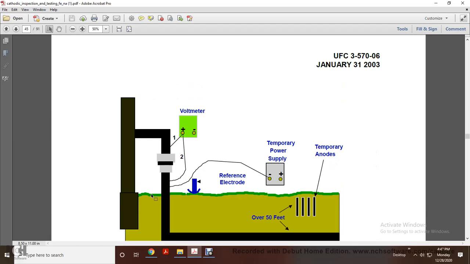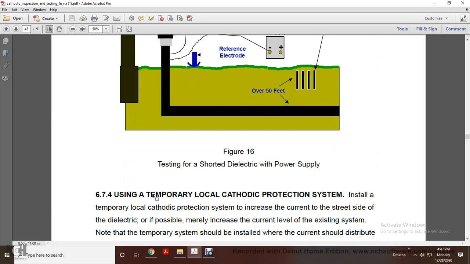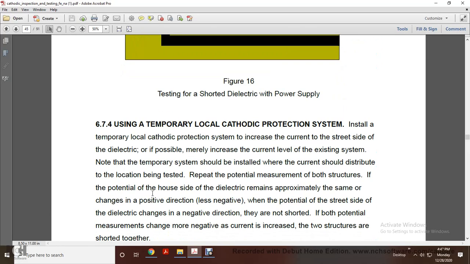This shows voltmeter 1 and 2 connections, reference electrode and temporary power supply, and temporary anodes over 50 feet. 6-7-4. Using a temporary local cathodic protection system. Install the temporary local cathodic protection system. Increase the current on the street side of the dielectric. It is possible to merely increase the current level of the existing system. The temporary system should be installed with the current.